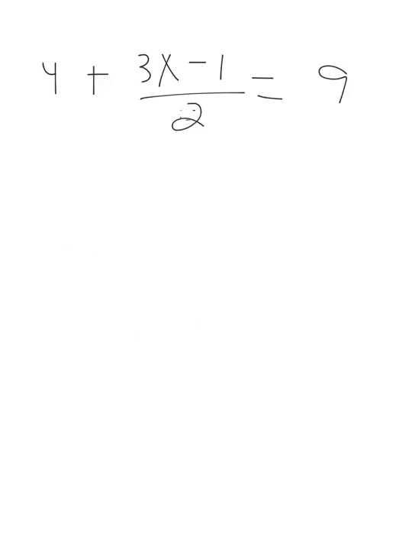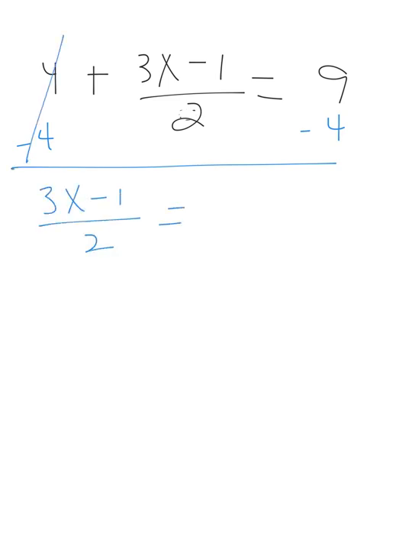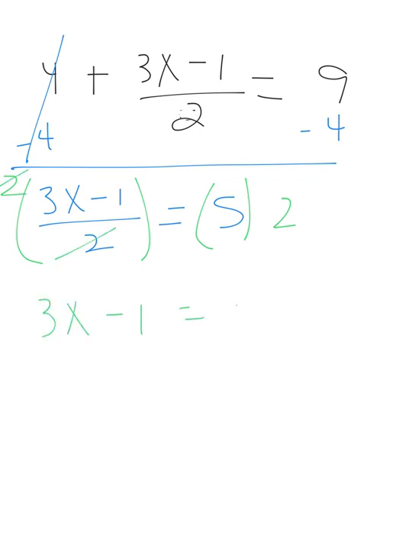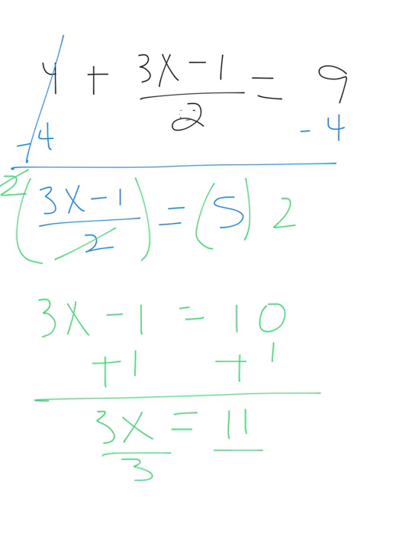And now we're back to the problem that was similar to the one we started with. So I am going to subtract 4 here and get rid of this. 3x minus 1 divided by 2 is 5. I'm going to multiply both sides by 2. That simplifies out. 3x minus 1 is 10. Add 1 to both sides. 3x is 11. Divide by 3. And leave it as a fraction.